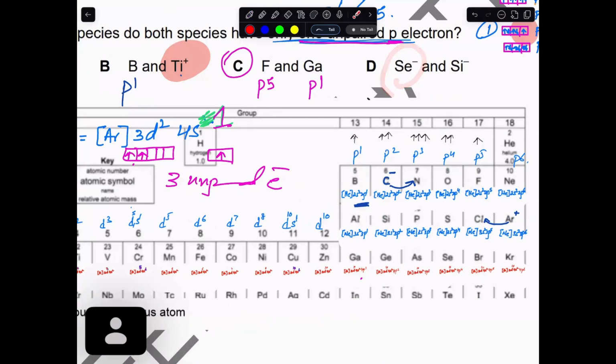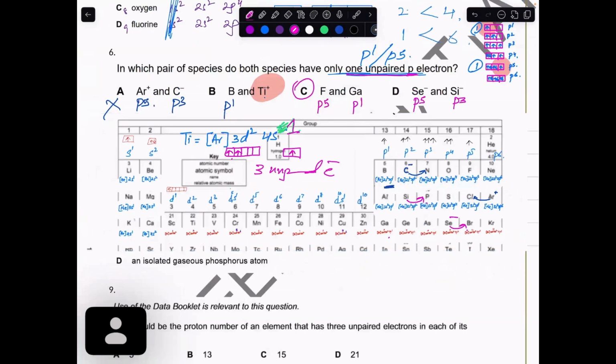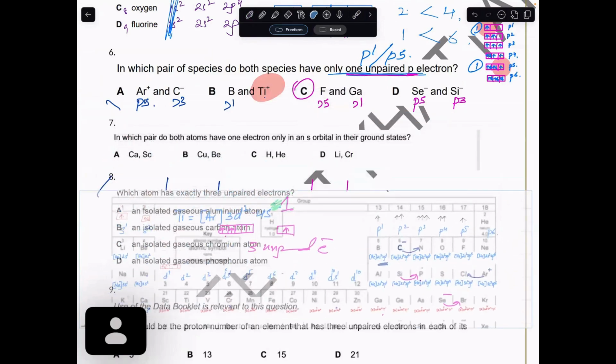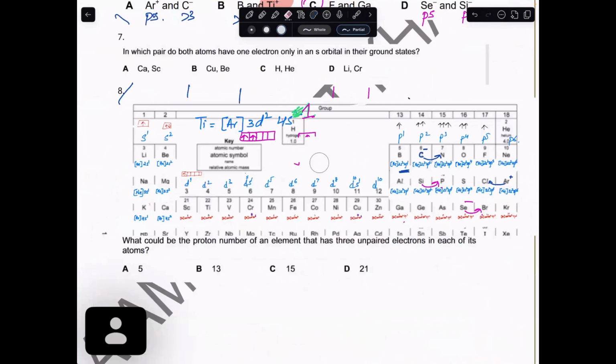Now what about this? Se minus. When it is Se minus, it's like this. P5. Si minus. P3. And what we need? C. C is the correct answer. I hope you understand. Now, the next question, see. The next question.